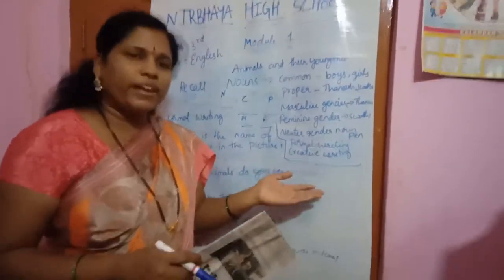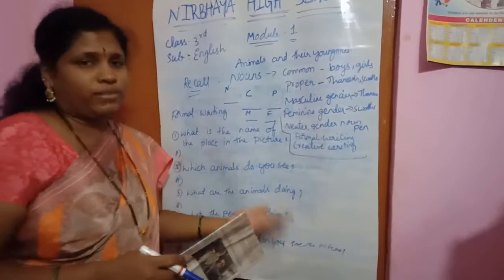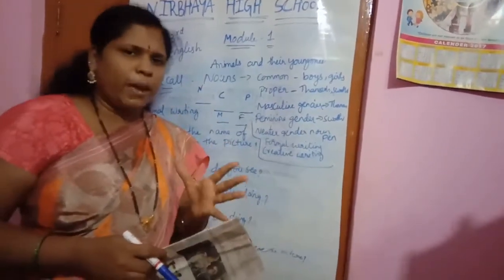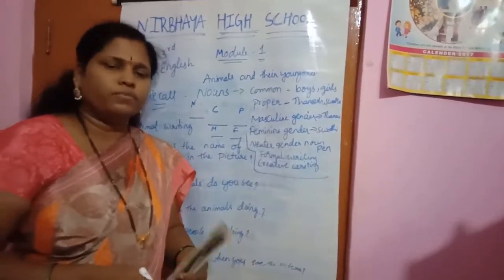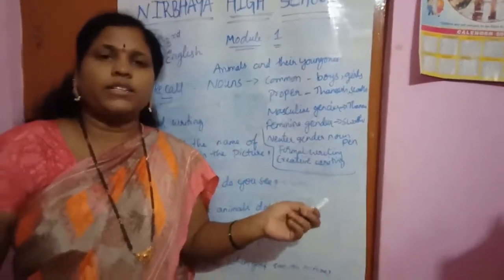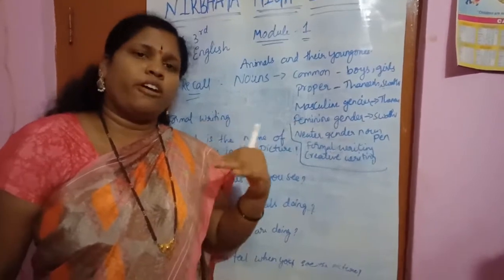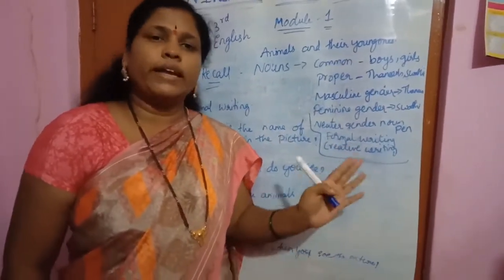And about formal and creative writing, I will show you the picture and you write the answers to the questions. Understood, children? And for creative writing, for the same picture, write six sentences of your own. Children, what have we done? Formal writing and creative writing. By seeing the picture, we completed the formal writing questions, and by seeing the picture only, we completed the creative writing sentences.